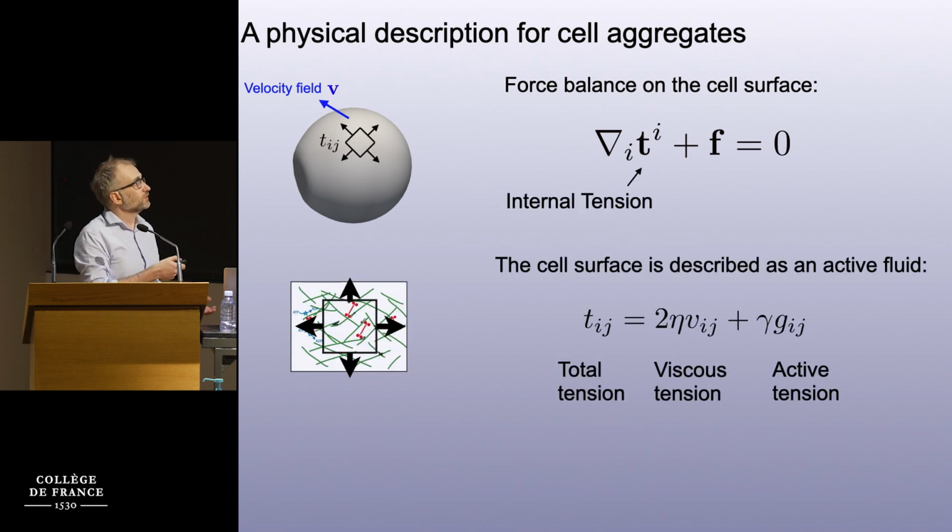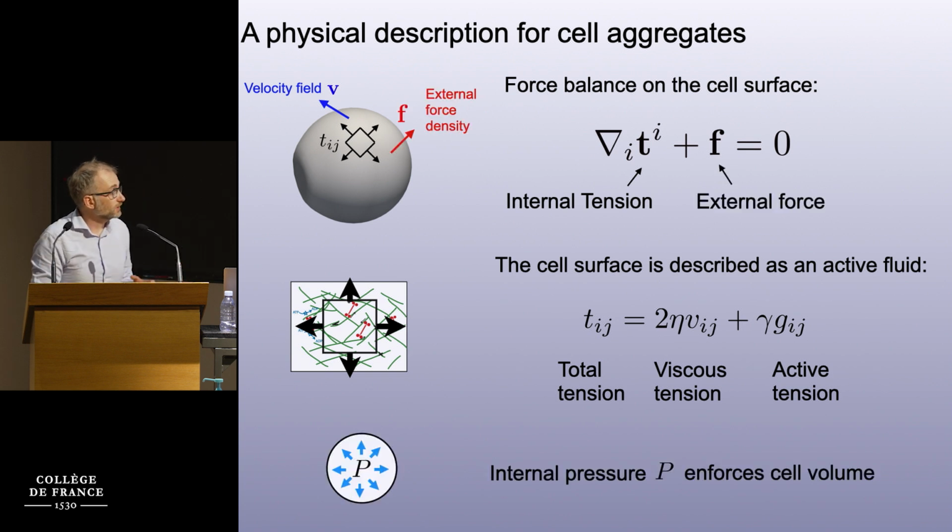As far as the internal tension is concerned, we come back to our usual simple description of the surface of the cell as an active fluid, which has a viscous tension and an active tension that depends on the distribution of myosin molecular motors. For the external force, we have different types of external force. One is clearly the internal cell pressure, which is pushing on the cell surface, and in our case, we say comes from the fact that there is a conserved cell volume.